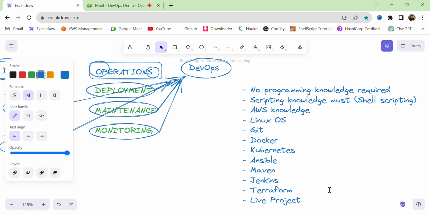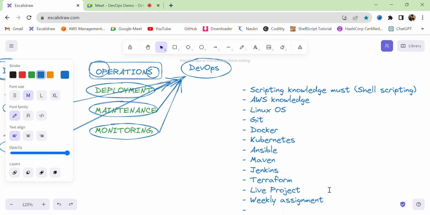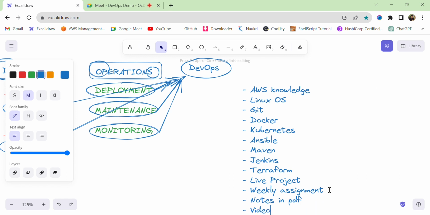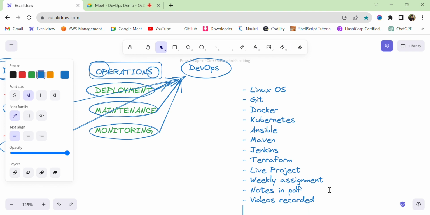Not only that, in this course we will also have weekly assignments. So I'll be giving you assignments, and notes in PDF. Not only that, videos will be shared privately on YouTube. Recorded videos will be given, and the notes will be given. So what all syllabus you have seen, similar kind of notes will be given.